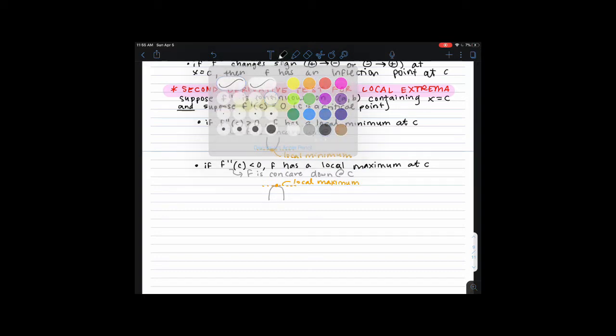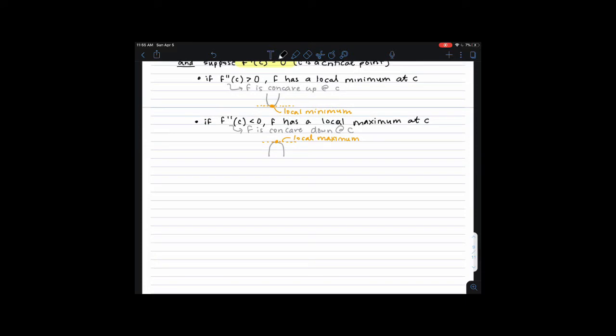Alright? And then the third point says, if f double prime of c is equal to 0, then the test is inconclusive. That basically just means this test doesn't work, you're going to have to use a different method. Okay?